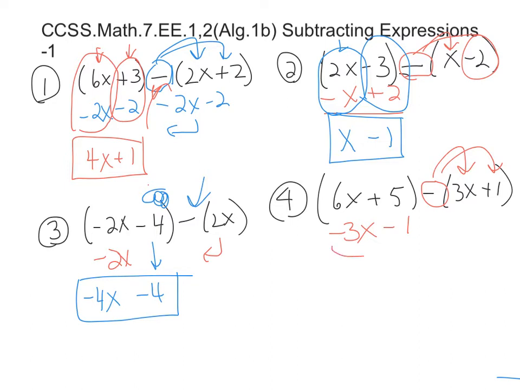And now we combine our like terms, and we get 3x. And here, 5 minus 1 is a positive 4. There you go.